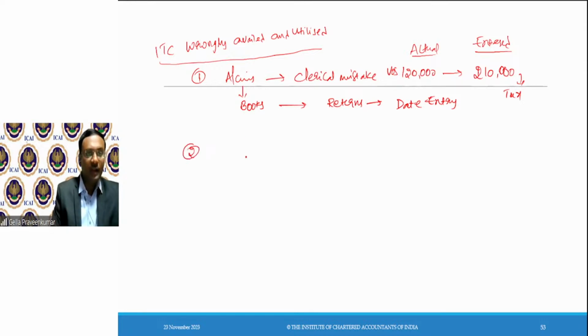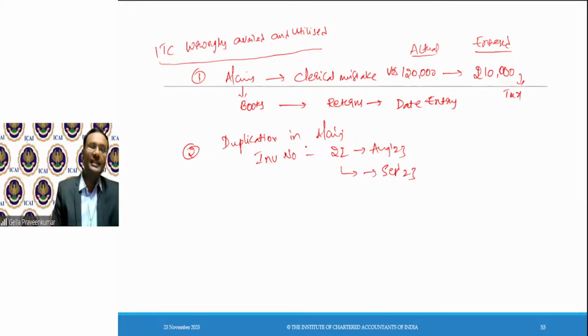Second, duplication in accounting. Probably I have accounted invoice number 22. The same, this was say accounted in August 23. The same invoice again has been accounted in September 23. Now, there could be a system validation. System may alert that this invoice already exists, or I would insert some space to accommodate this particular entry. This could be another scenario where I've done a data entry mistake.